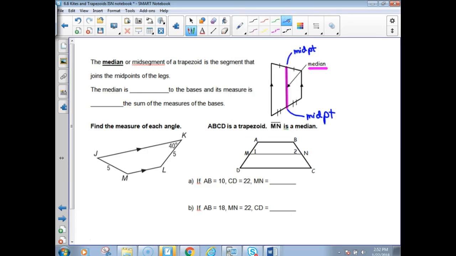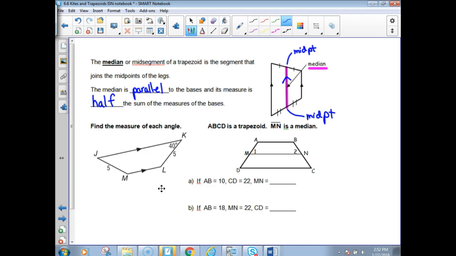So what's true about this? Well, the median is parallel to the bases. Okay, so it's parallel to those bases. And it is half the sum of the measures of the bases. Well, it's halfway between them. Kind of makes sense that it's half the sum. When you add them, it's like you average those bases and you will get that median length. All right, we'll do that example in just a minute.